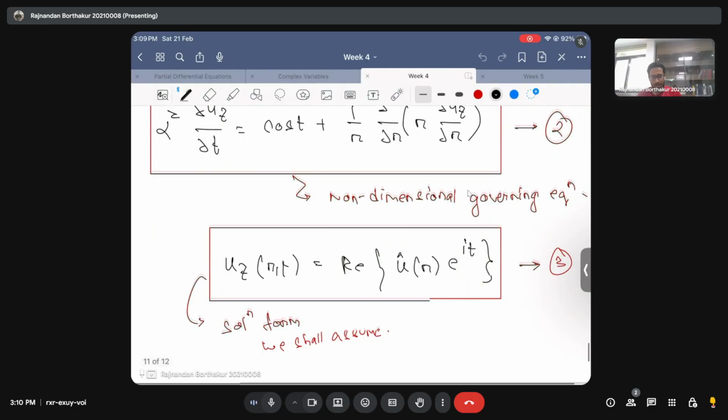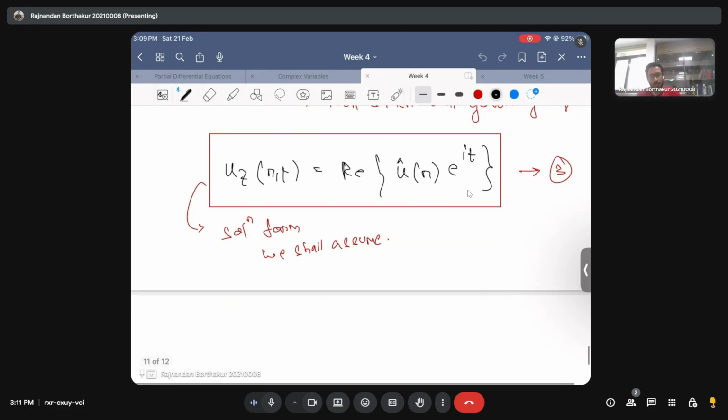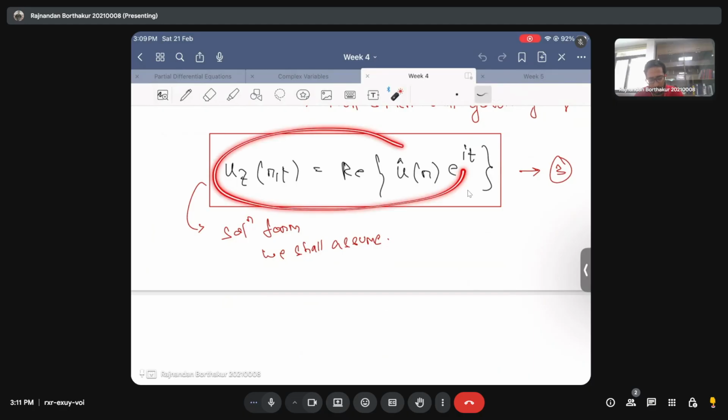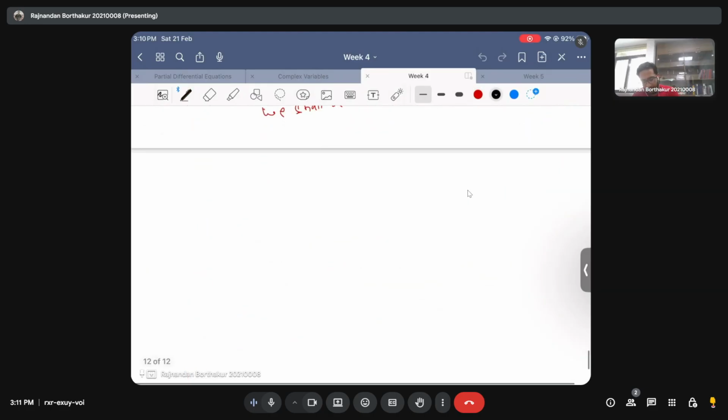Today I'll give you a reason as to why I am assuming this form. The question that should naturally be in your mind is: why did I choose this form as a possible solution for this uj? There are multiple reasons for this. Maybe I should write the reasons for assuming the above solution.